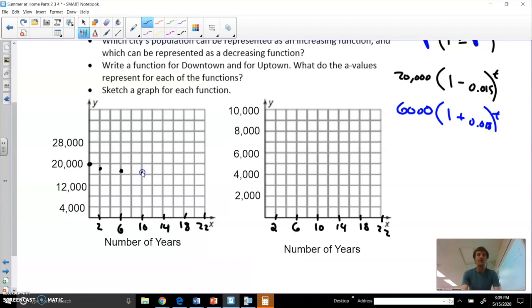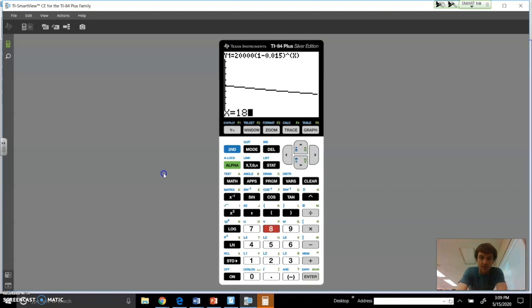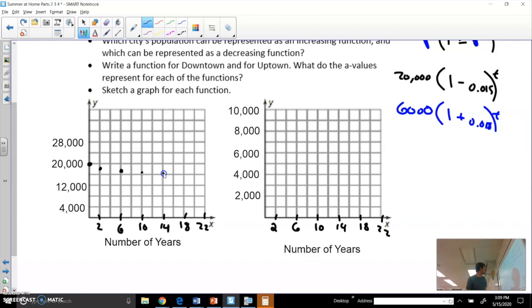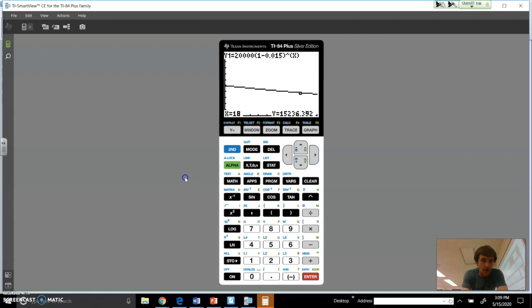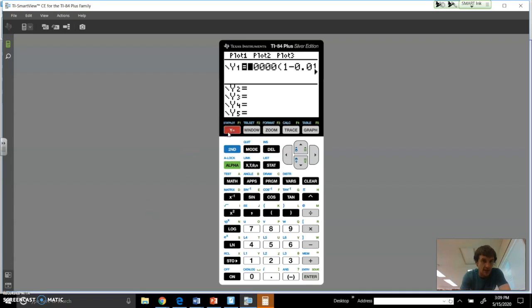You're going to see these output values continuing to move down further and further because the population of the town is decreasing. In 18 years, it's down to 15.2. So you may think, it's not really moving that fast. And you're correct, but it is continuing to decrease over time by a rate of 1.5%. So let's see what the other graph would look like using a similar scale. Let's do 6,000.